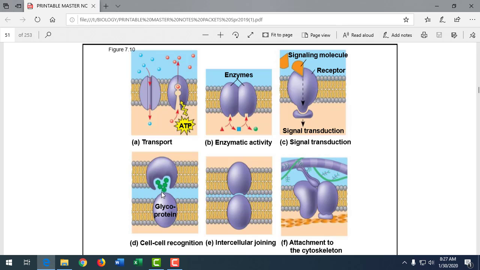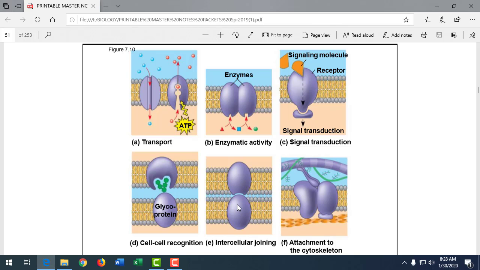Okay, cell recognition. We talked about some of these proteins will have carbohydrates extending off the surface, and that'll attract another cell nearby. So that's what this is. This is a cell with its own plasma membrane drawing near and interacting with this cell based on those protein and carbohydrate patterns on the surface.